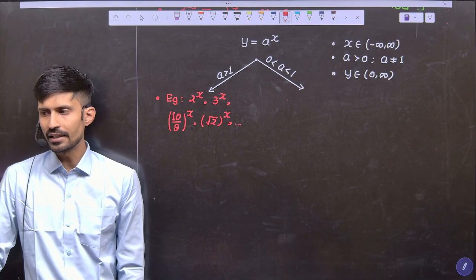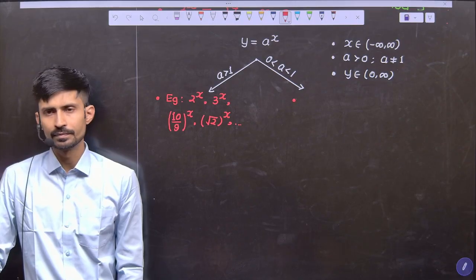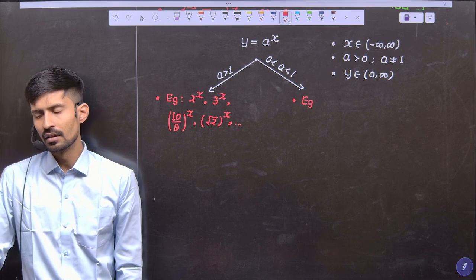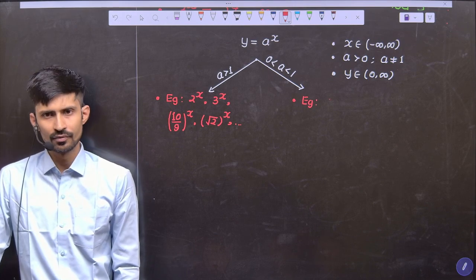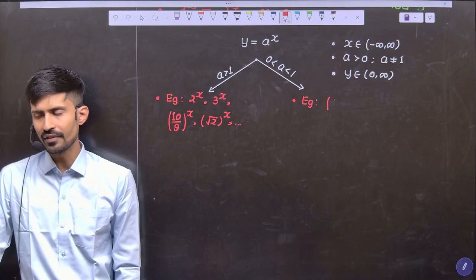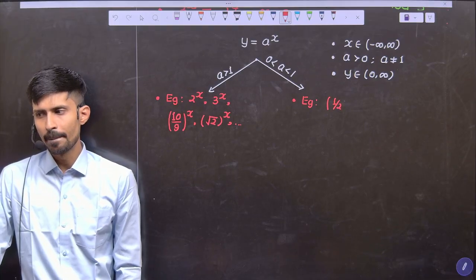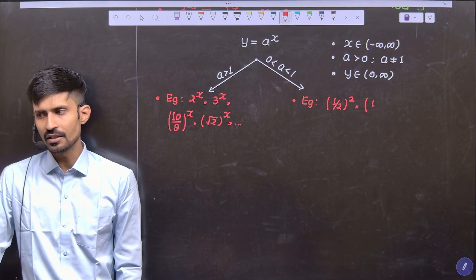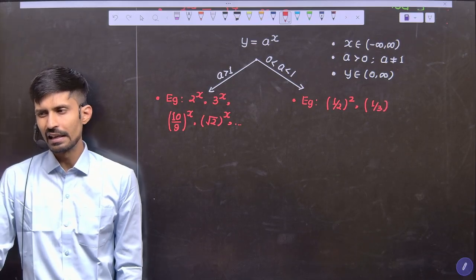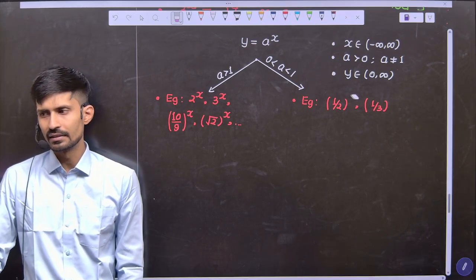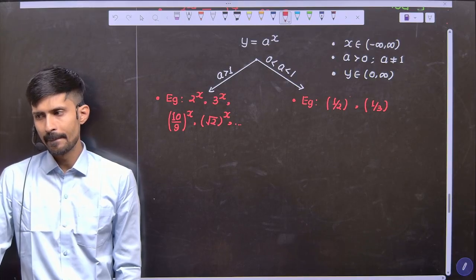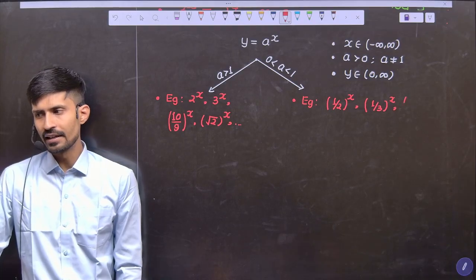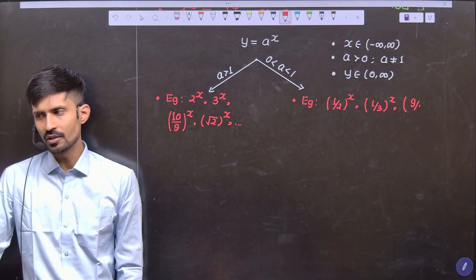Now I am going to write examples for this concept. Tell me any number between 0 and 1. 0.5, and 0.5 you can write as 1 by 2. 1 by 2 raised to x, yes or no? 1 by 3 raised to x, yes or no? X, not a square. You can write 9 by 10 raised to x, yes or no?